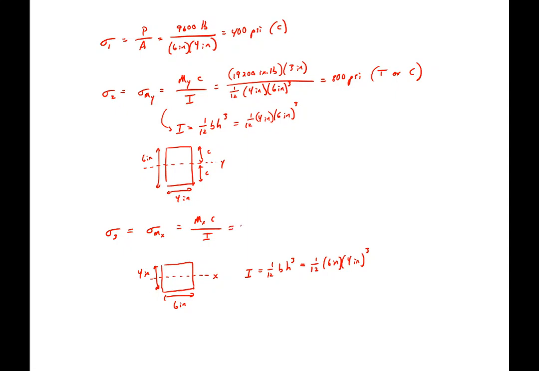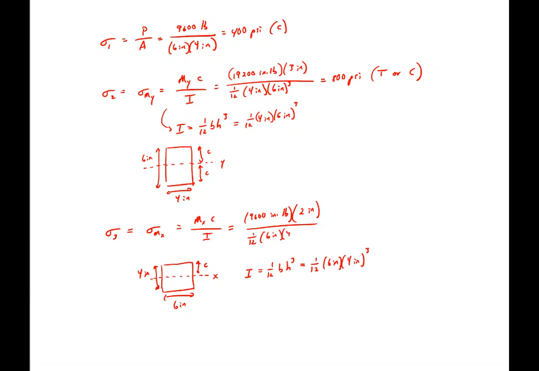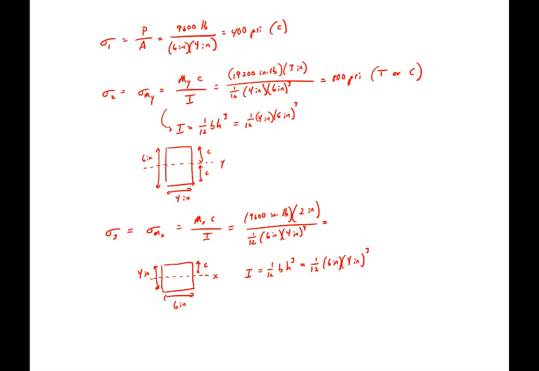So let's do these calculations with mx. My mx is 9,600 inch-pounds. My C in this case is 2 inches. That comes from this dimension here. And my I is 1/12 times 6 inches times 4 inches cubed, which is going to give me 600 psi, and that's tension or compression again.